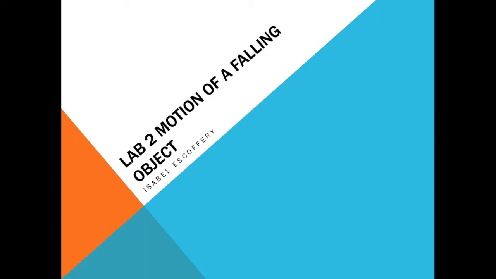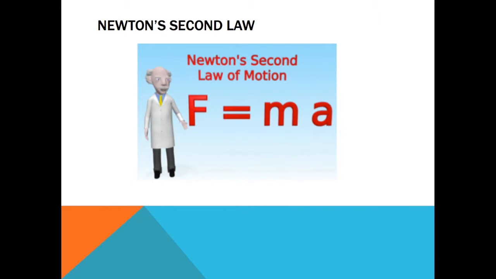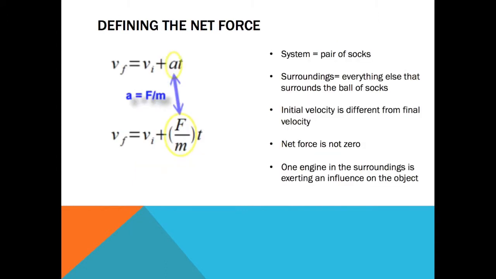In this lab, we will use Newton's second law to predict the motion of a falling object. Newton's second law is defined as force equals mass times acceleration. In this lab, the system is a pair of socks, and the surroundings are everything else that surrounds the pair of socks.